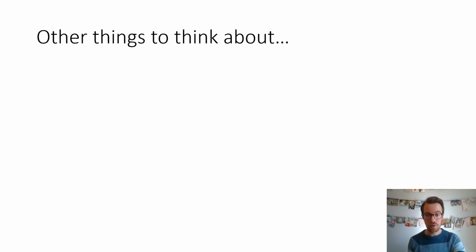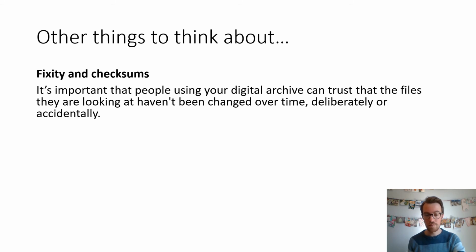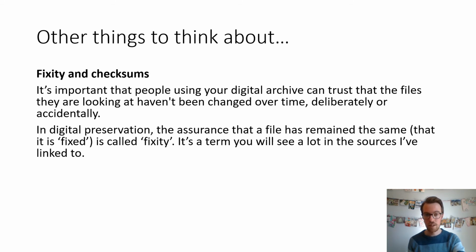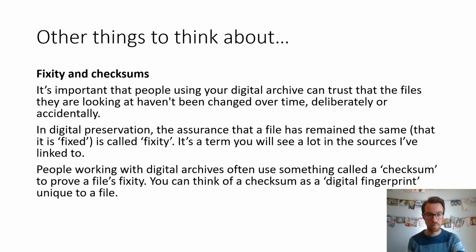Another thing you may want to read about in the supporting notes are fixity and checksums. It's important that the users of your archive in the future have some assurances that your archive has not been changed over time, deliberately or accidentally. In digital preservation, the assurance that a file has remained the same, or that it has remained fixed, is called fixity. It's a term you'll see mentioned in the resources I link to in the supporting notes.